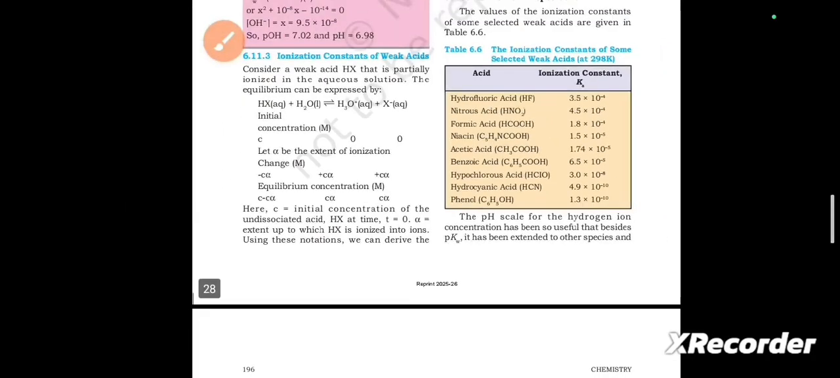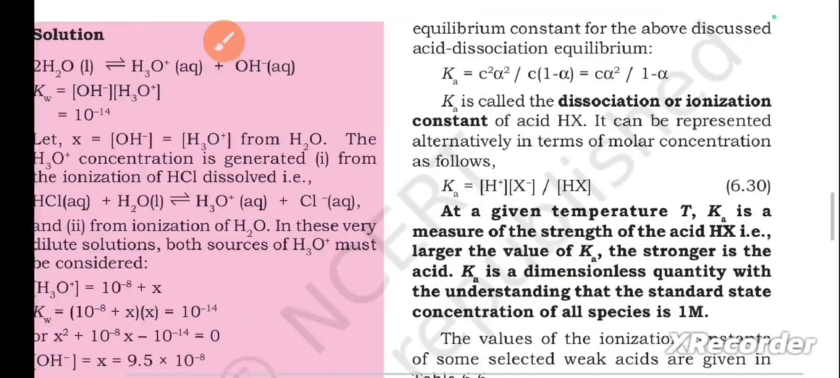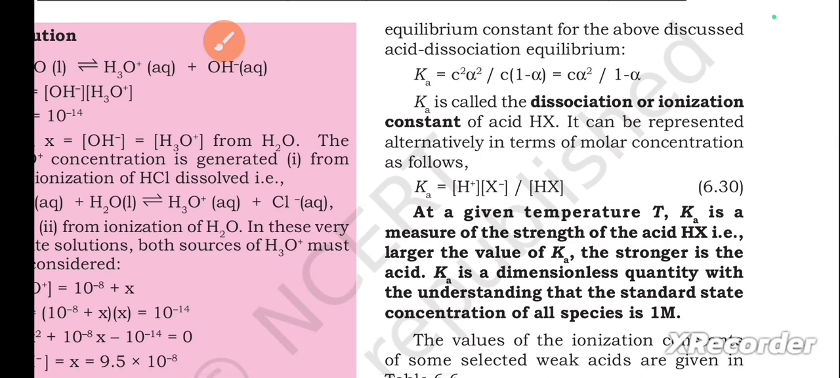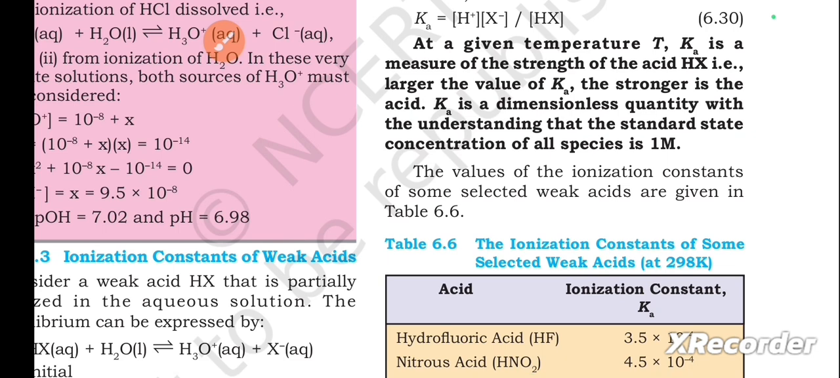Using these notations, we can derive the equilibrium constant for the above discussed acid dissociation equilibrium. Ka is called the dissociation or ionization constant of acid HX. It can be represented alternatively in terms of molar concentrations as follows. At a given temperature T, Ka is a measure of the strength of the acid HX, that is, the larger the value of Ka, the stronger is the acid. Ka is a dimensionless quantity with the understanding that the standard state concentration of all species is 1 M.